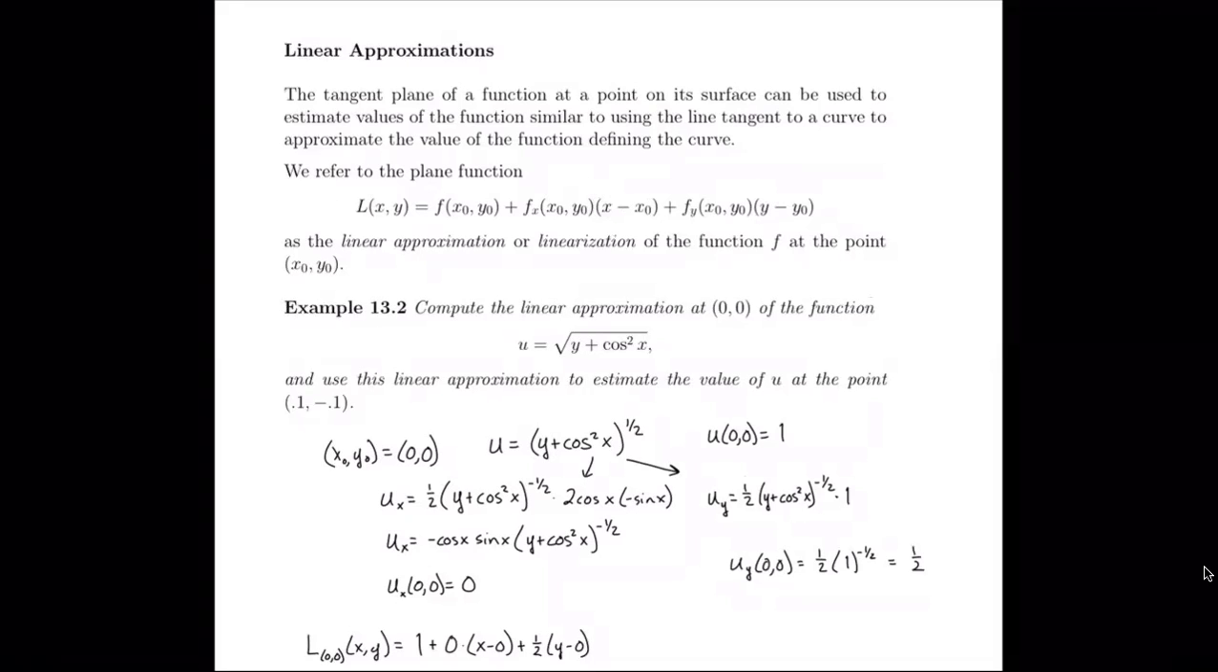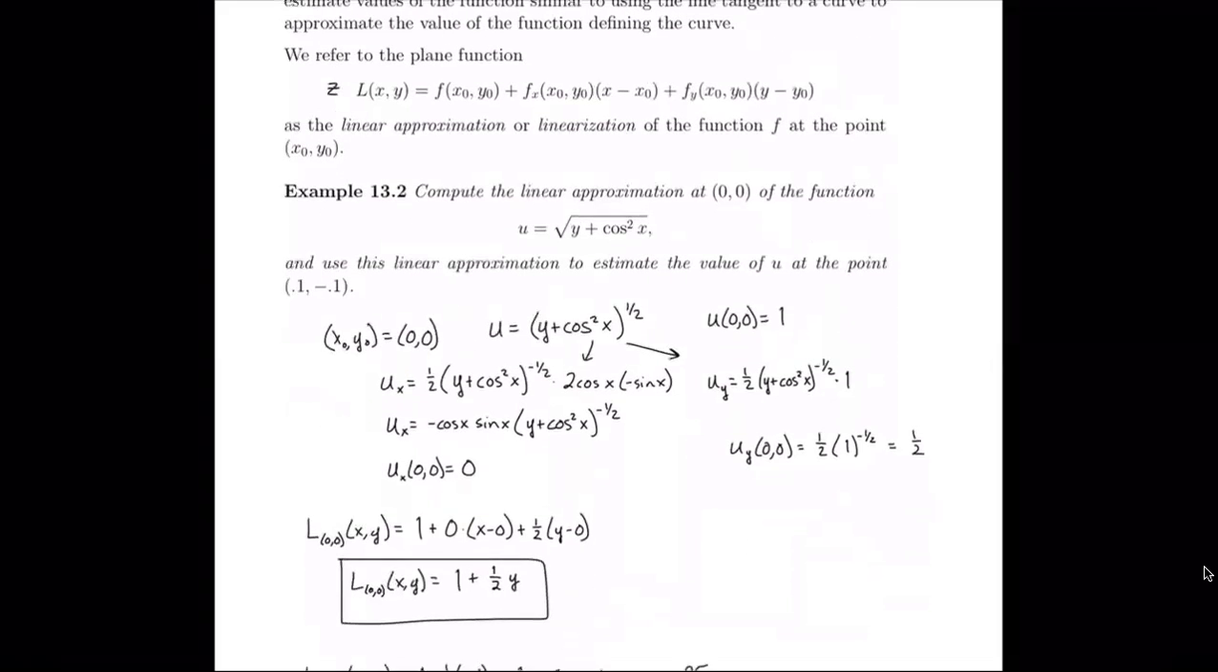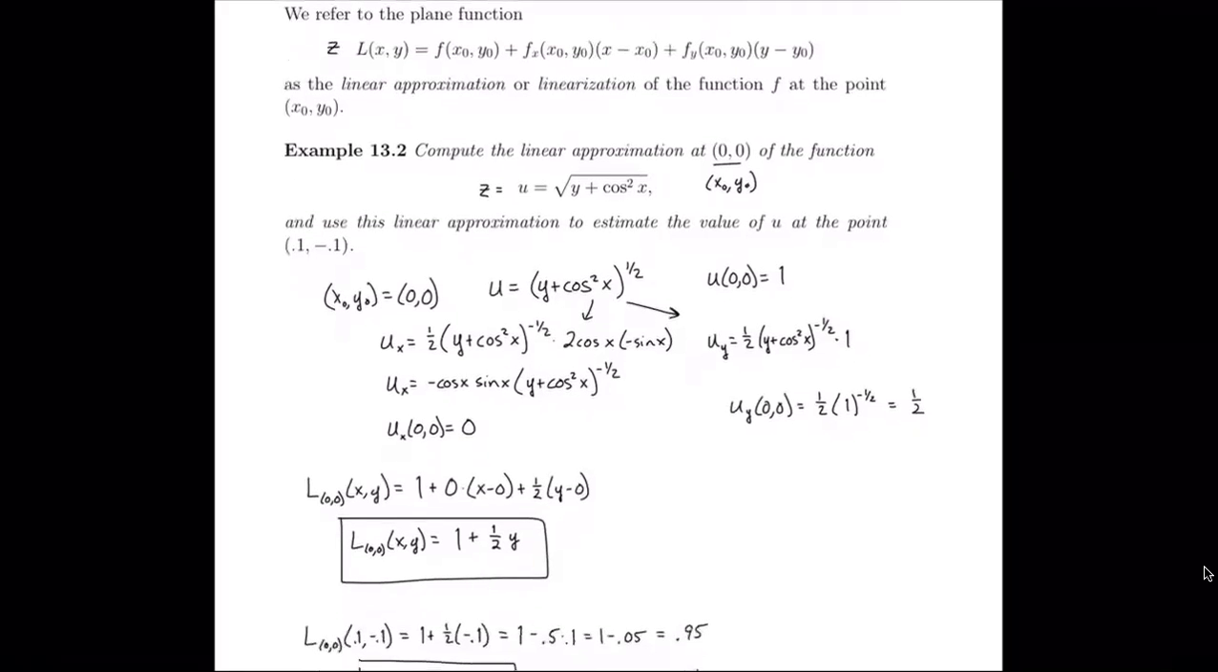Okay, so let's look at an example below. Compute the linear approximation at 0, 0, so this is our x naught, y naught in this situation, of the function u equals square root of y plus cosine squared x. We could call it z if we wanted to, change its name if that would be helpful, but it's a third variable. It'll represent a third component just as well as z will, so that's fine. We can be in the x, y, u space instead of the x, y, z three-dimensional space. Anyway, we use this linear approximation to estimate the value of u at the point 0.1, negative 0.1.